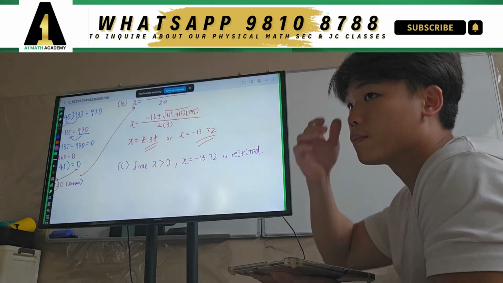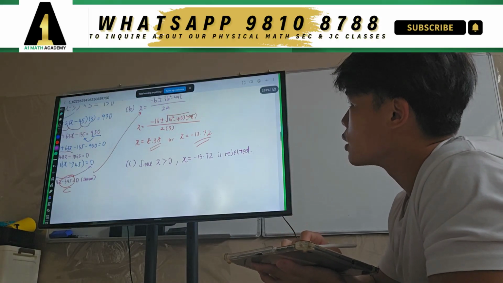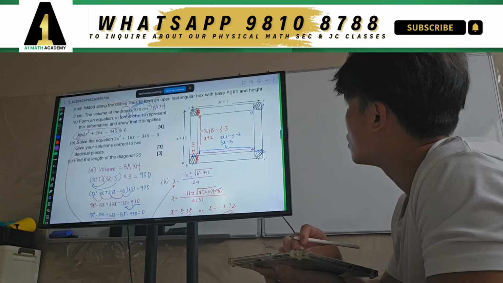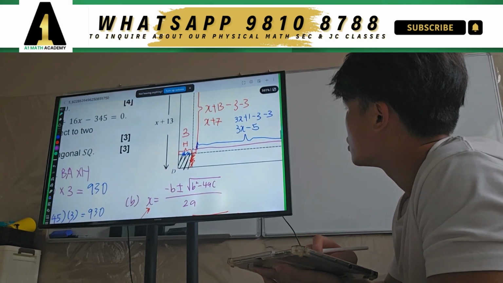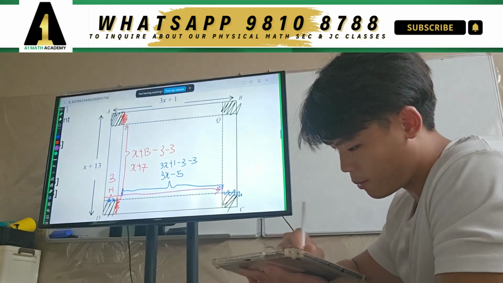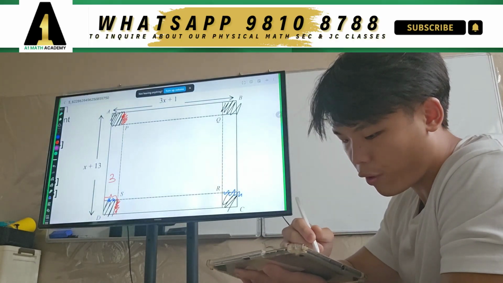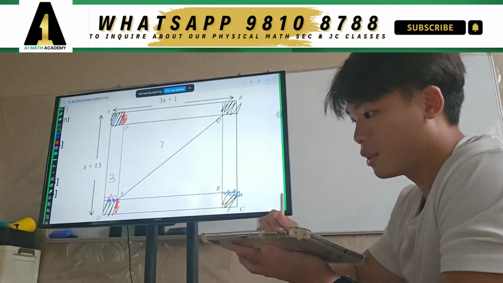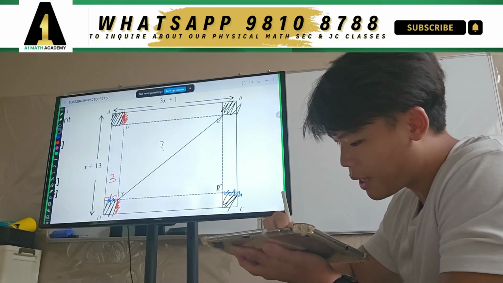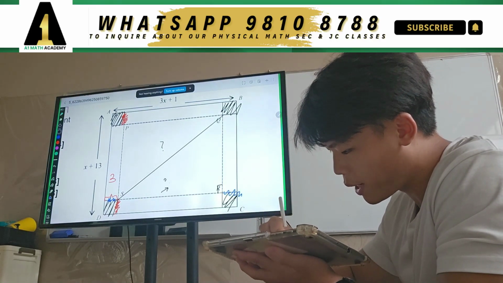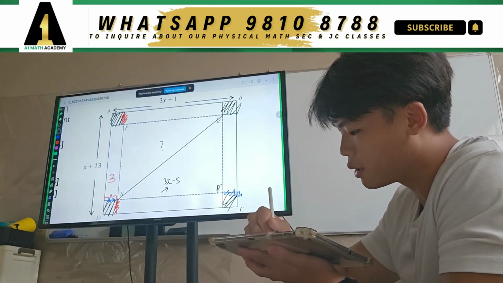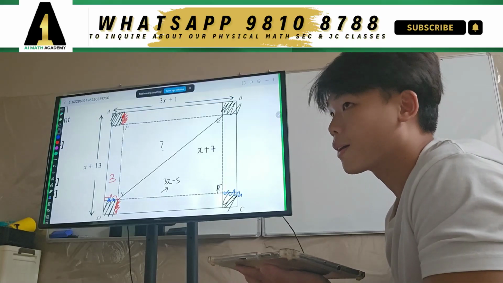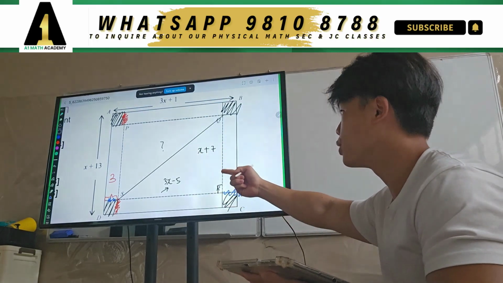Then the question is asking, find the length of diagonal SQ. Where's SQ? SQ is here, right? Erase all this. The diagonal. How to find SQ? Pythagoras, right? This length here is, just now we found out, is 3x minus 5, right? Then this length over here, just now we found out, is x plus 7, right? Correct? So now that we know what is x, can we put it inside?